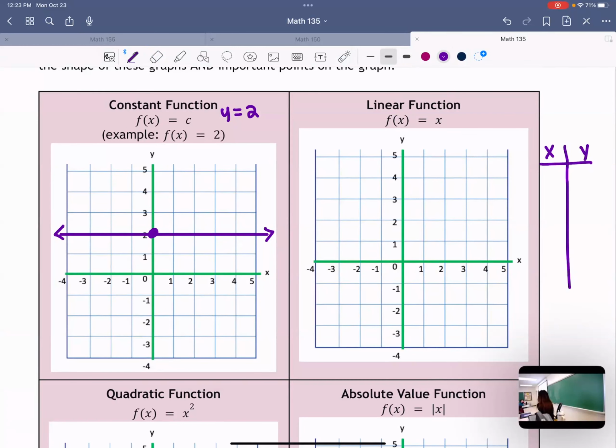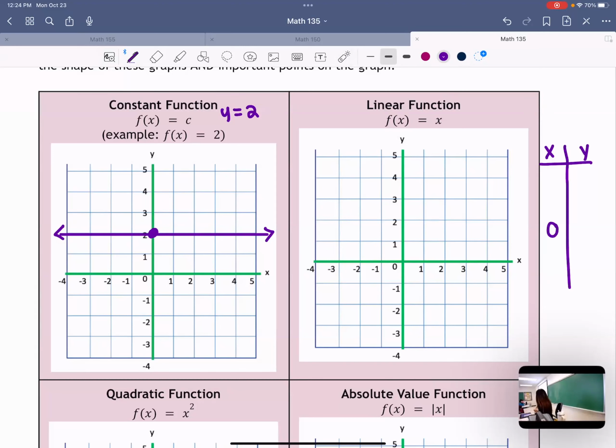Now, I told you to memorize these graphs, but when I say memorize, I just mean I want you to be able to reproduce them really quickly. So I don't want you to think, oh, how do I draw this, and spend 10 minutes drawing the graph. What I do is draw an x and y table, plug in some x values, see what the y values are, and quickly draw the graph from there. Okay, an easy x value is always 0.